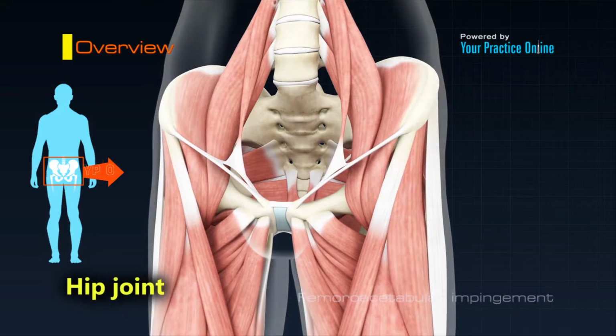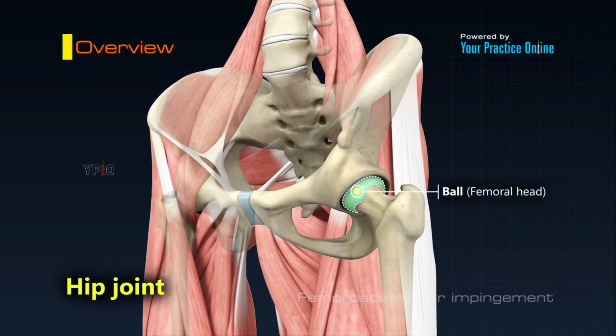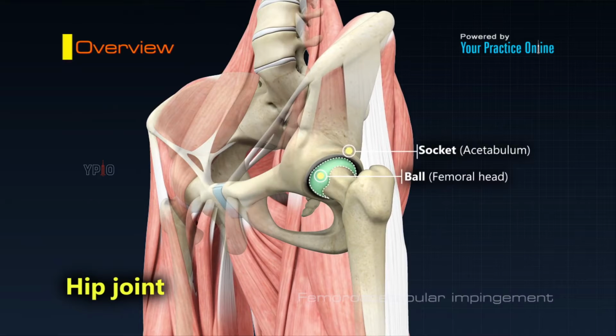The hip joint is also known as the ball and socket joint, where the ball (femoral head) of the thigh bone fits into the socket (acetabulum) of the pelvis bone.